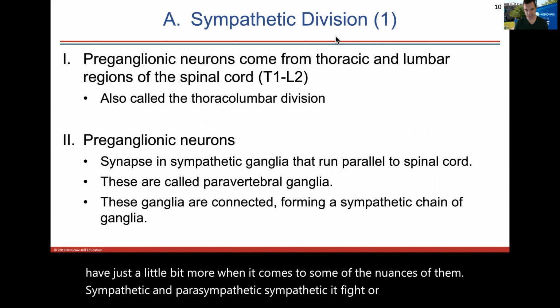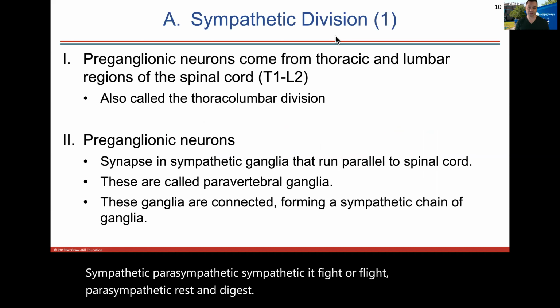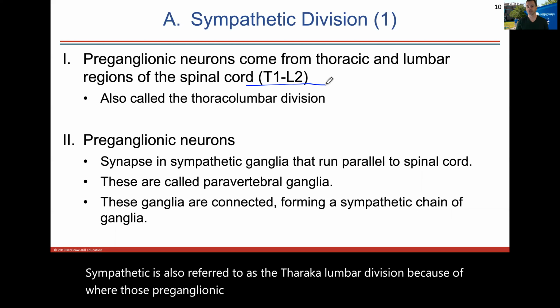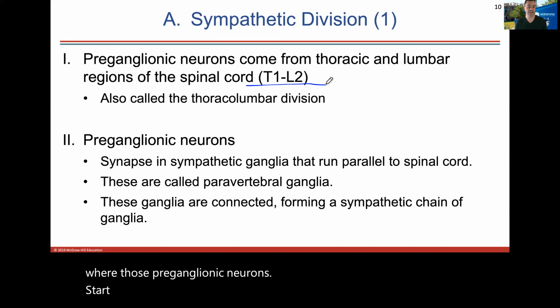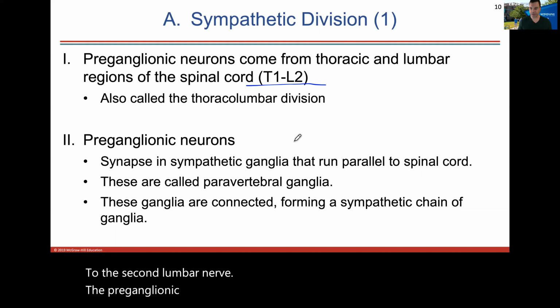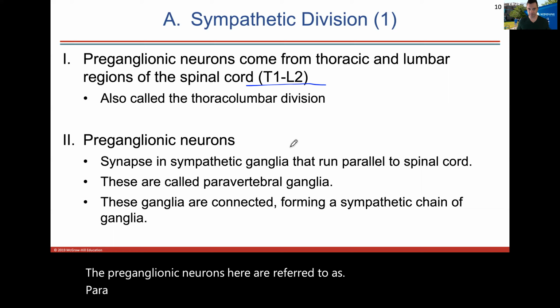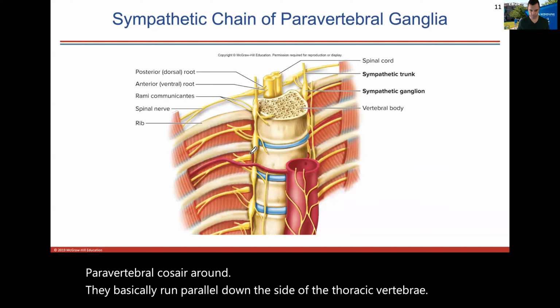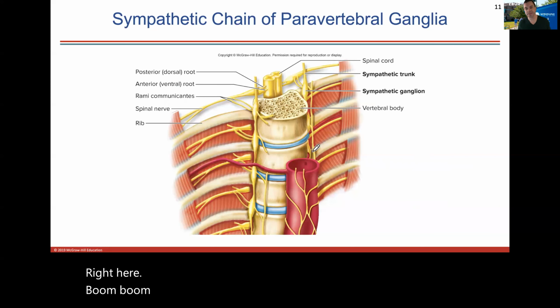Parasympathetic, rest and digest. Sympathetic is also referred to as the thoracolumbar division because of where those preganglionic neurons start or arise from. T1 to L2, the first thoracic to the second lumbar nerve. The preganglionic neurons here are referred to as paravertebral because they are round. They basically run parallel down the side of the thoracic vertebrae. Right here. Boom, boom, boom, boom.